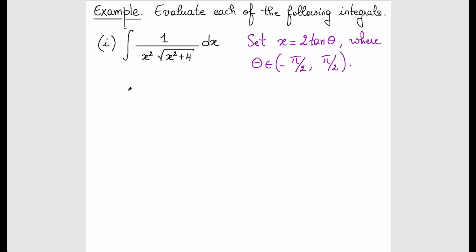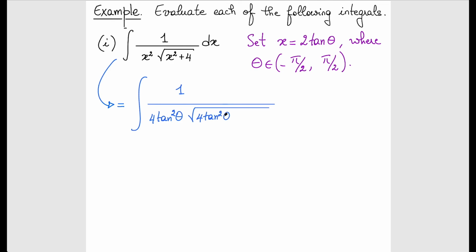Alright, so as such, this integral is equal to the primitive of 1 divided by x squared, so 4 tan squared theta, right? Square root, let's extend this a little more, so square root of x squared, which is 4 tan squared theta, plus 4, and dx. If x is 2 tangent theta, dx is going to be 2 secant squared theta d theta, right? The derivative of tangent is secant squared.